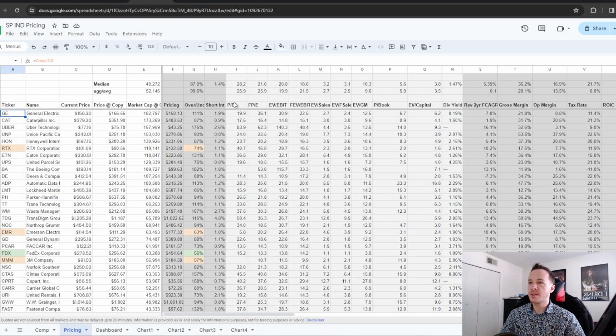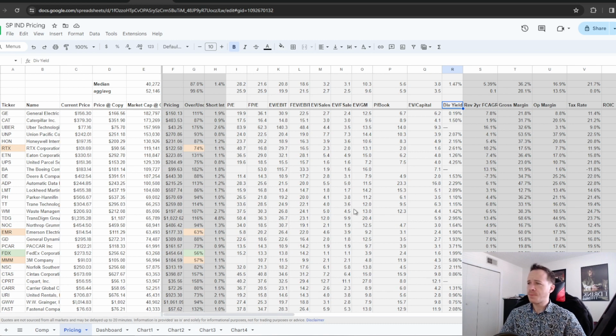What I mean by that is that we're comparing many different multiple metrics right here. For example, I have the PE ratio as well as the forward PE ratio, EV to EBIT ratio, forward EV to EBIT ratio, EV to sales, EV to forward sales on a two-year CAGR basis, EV to gross margins, price to book, EV to capital, as well as the dividend yield, which technically operates as an inverse multiple, all as my metrics of different multiples within the market that we compare companies to.